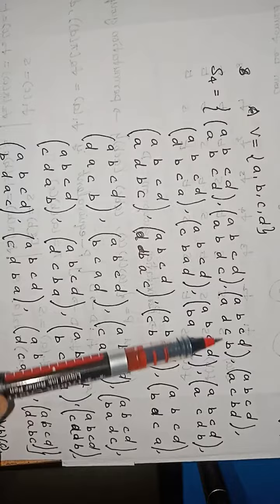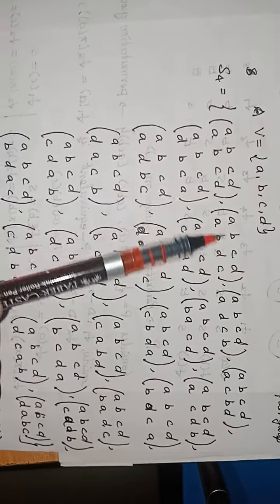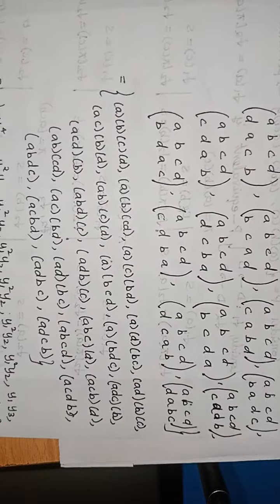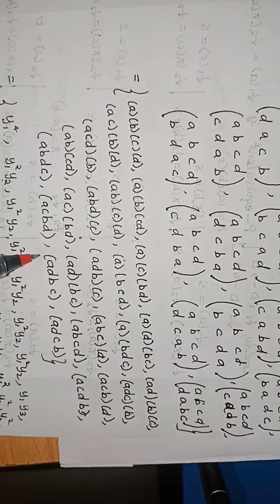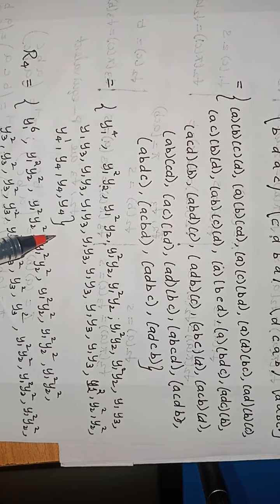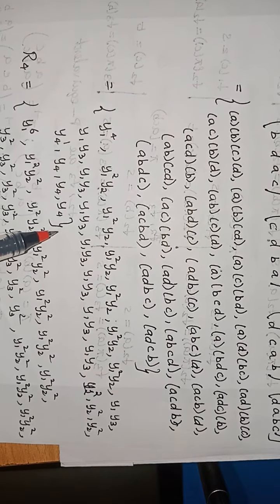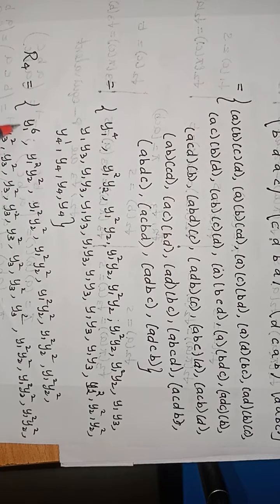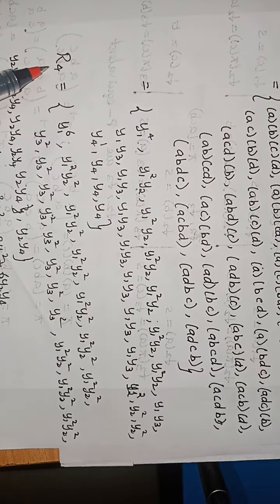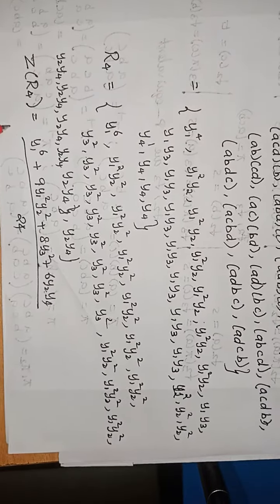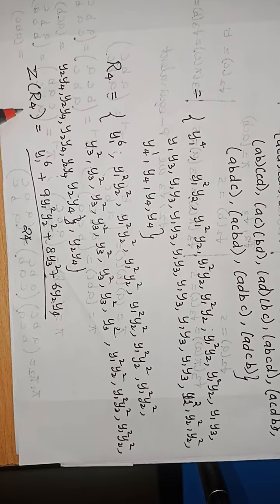I have formed all the 24 permutations, the first element itself being the identity, and their cycles are formed, and their corresponding cycle structures are written. Then each and every permutation is induced to get R4, and their corresponding cycle structures are given, and this is the cycle index for R4.